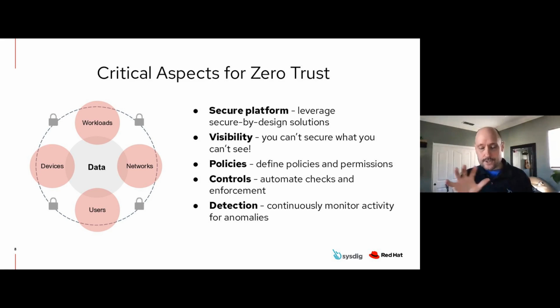Visibility, right? You can't secure what you can't see. If you go back to that, even defining what's out there, you need to be able to understand. And we'll talk about the challenges that exist for containers in a minute. You want to be able to define policies, permissions, set up what it means for your business. The security folks and the compliance folks who've joined us today, that's probably a big part of what you're trying to do day in and day out. And then when you're defining those policies, make sure that they're applying to controls, things that are automating checking the environment, things that are automating enforcement of maybe network traffic, user permissions, and so on.